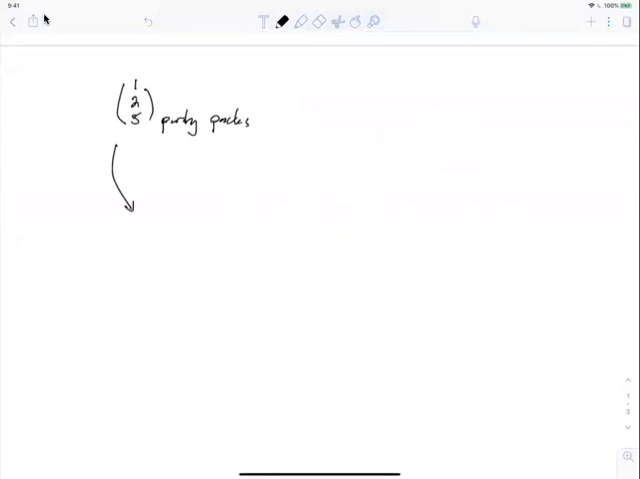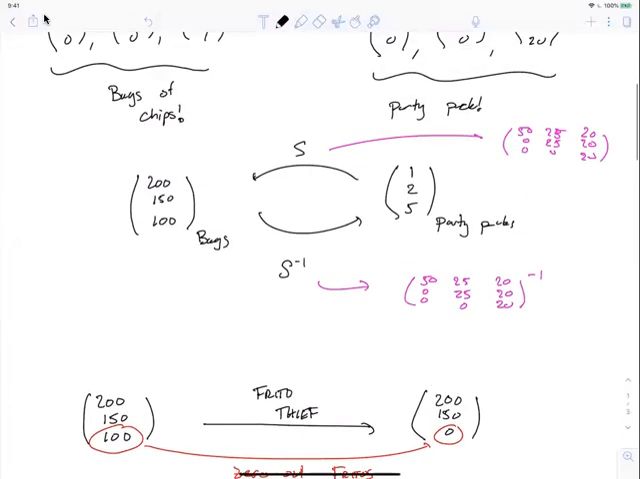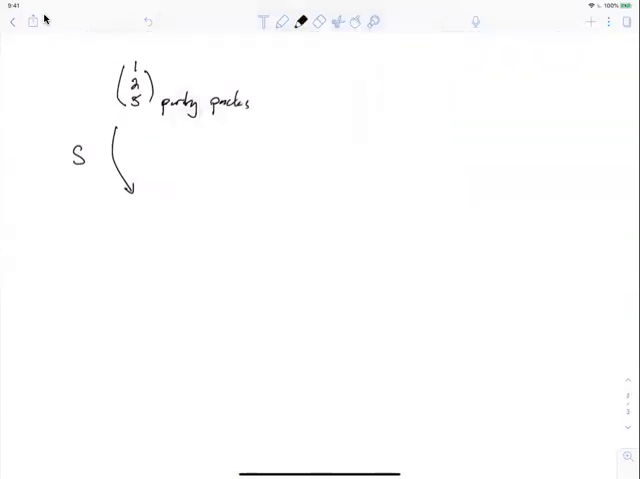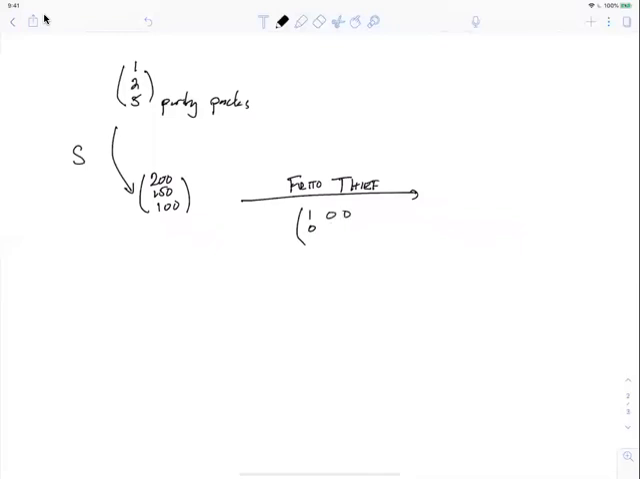And that's done with the change of basis matrix S from before. S is going to go from party packs back to the bags. So that's going to be S inverse, or sorry, S. And that's going to translate it into bags. And then the Frito thief is going to come into play and apply the matrix 1, 1, 0 on the diagonal.